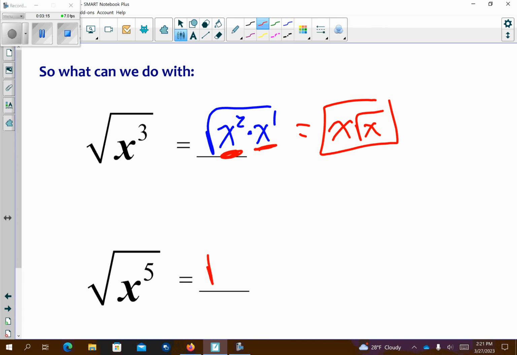Let's see if we can perform the same thing here. I want to make one of them be an even number. The other one is just going to be x to the first, because remember, when like bases, when multiplying, I add the exponent, so 4 plus 1 is 5. So the square root of x to the fourth is going to give me x squared. And then this stays behind. There's my answer.